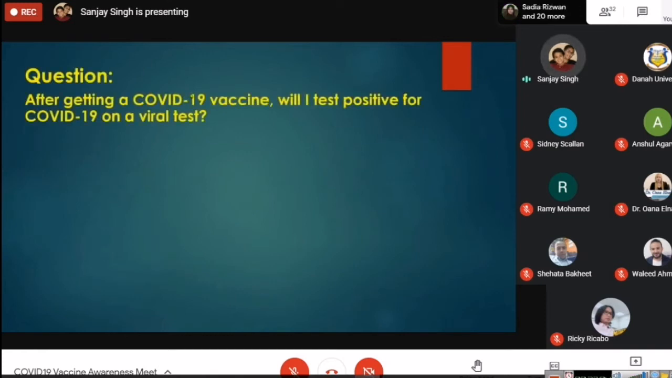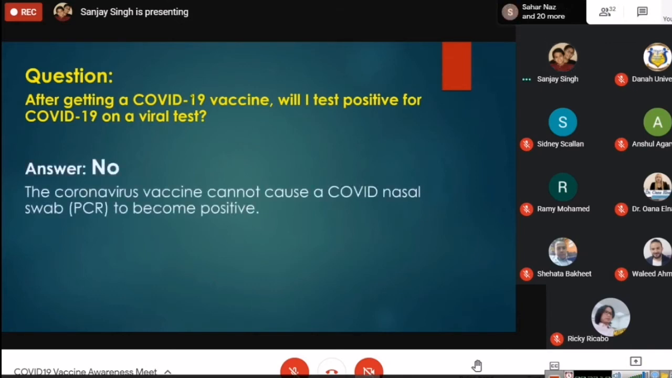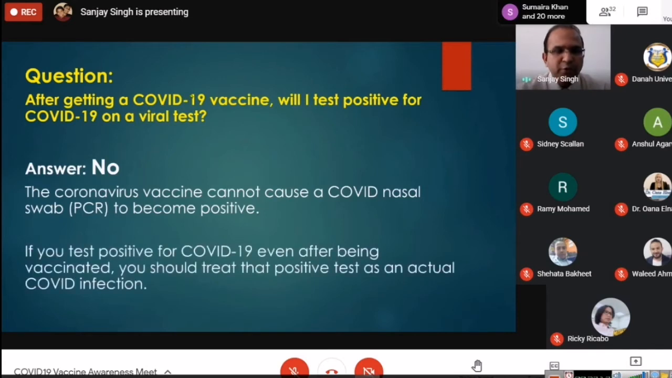After getting COVID-19 vaccine, will I test positive for COVID-19 on a viral test? The answer is no. Coronavirus vaccine cannot cause COVID nasal swab PCR to be positive. So if you test positive for COVID-19, even after being vaccinated, you should treat that positive test as an actual COVID infection.